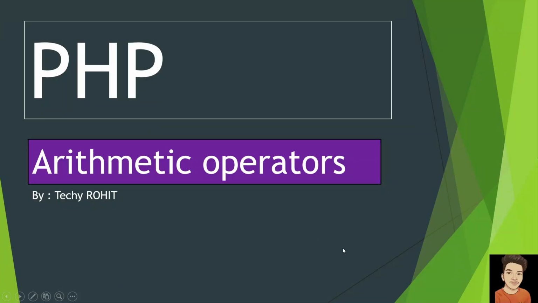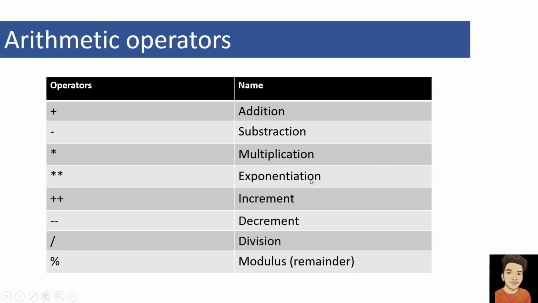Today we are going to learn about arithmetic operators in PHP. There are a total of 8 types of arithmetic operators in PHP: addition, subtraction, multiplication, division, modulus, increment, decrement, and exponentiation.